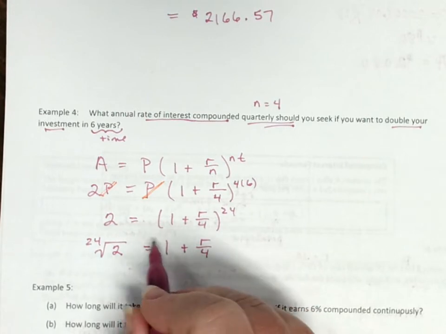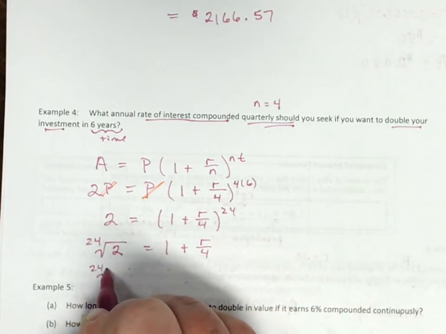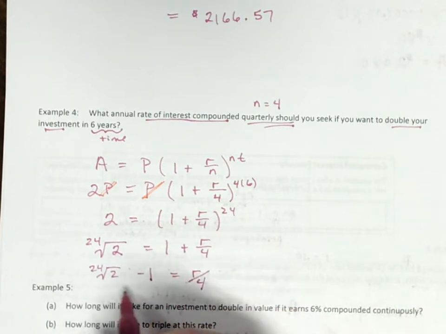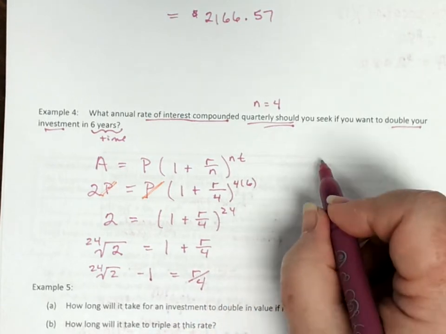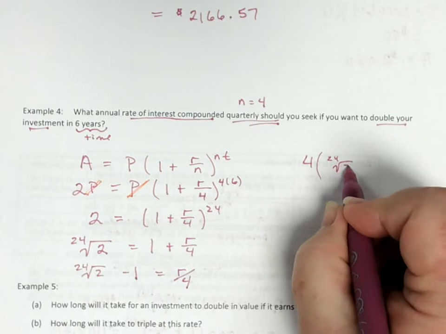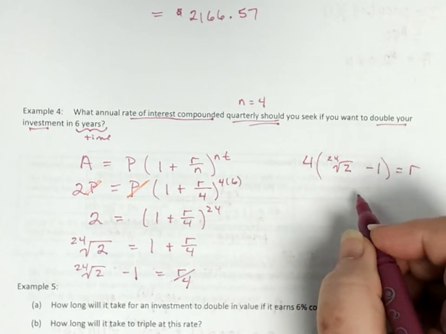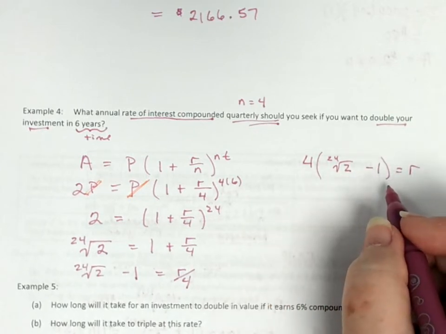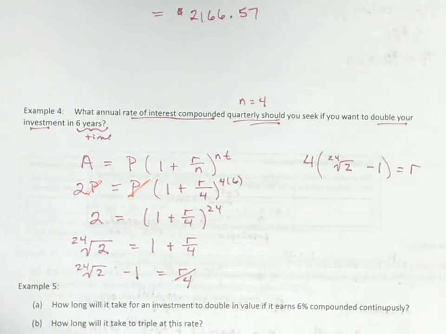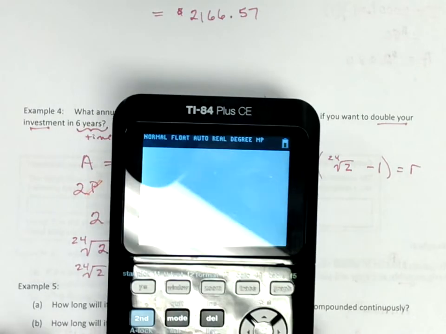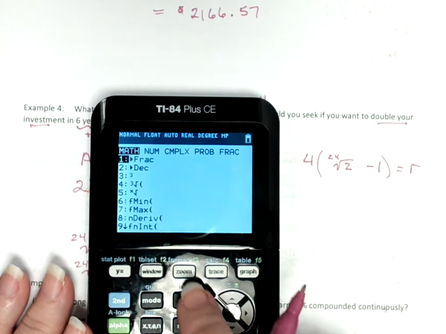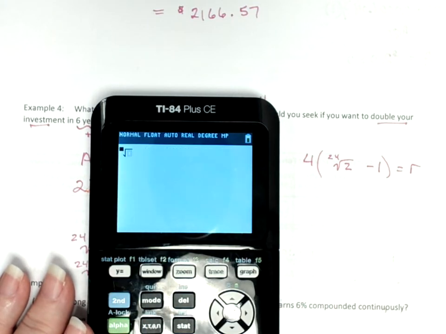Working backwards, we will subtract 1. So the 24th root of 2, all minus 1, equals R divided by 4. To isolate the R, I'm going to multiply both sides by 4. So I've got 4 times the 24th root of 2 minus 1 equals R. So the hard part of this problem isn't solving it, it's putting it in the calculator. And you have 2 choices. If I want to enter this into the calculator, I can hit math and choose number 5, because look what happens when I do that.